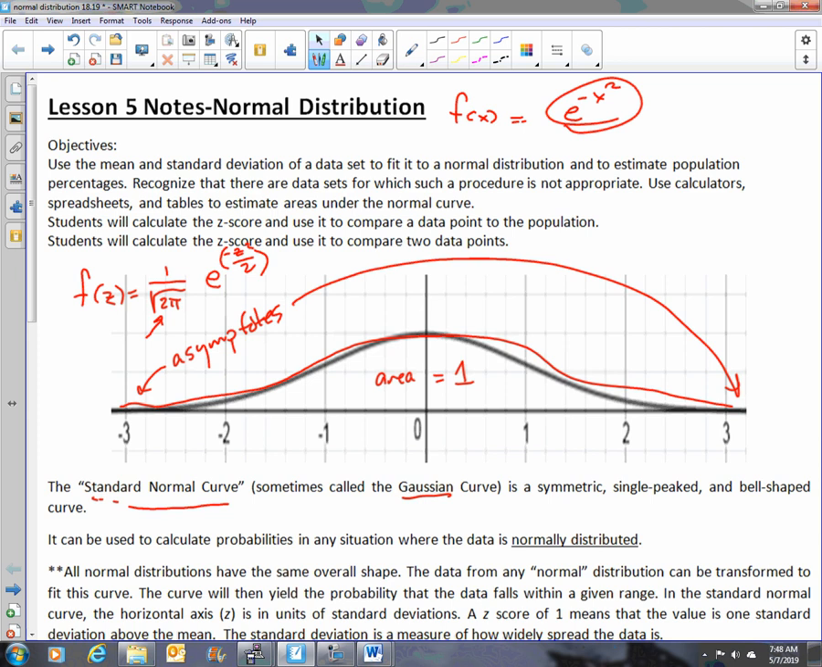Now also, notice there is symmetry with respect to the y-axis. In other words, to the left of the y-axis and to the right of the y-axis, if you were to fold this curve, it would lay down right on itself. Think about this. If the area under the entire curve is 1, and we have symmetry with respect to the y-axis, what would be the area under the curve, just say, to the right of the y-axis?